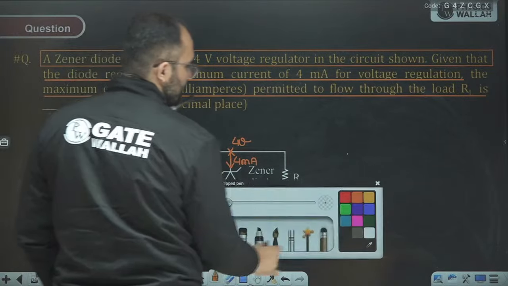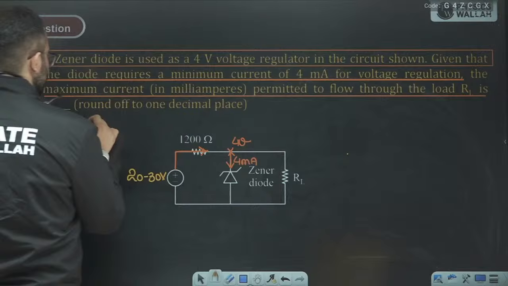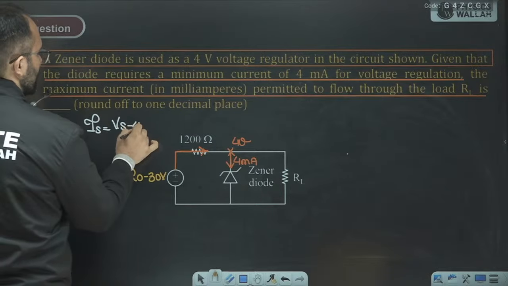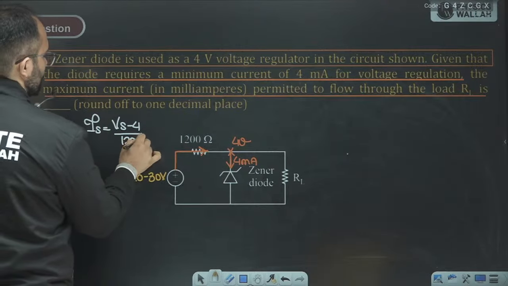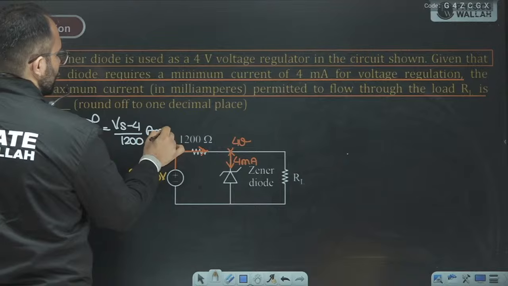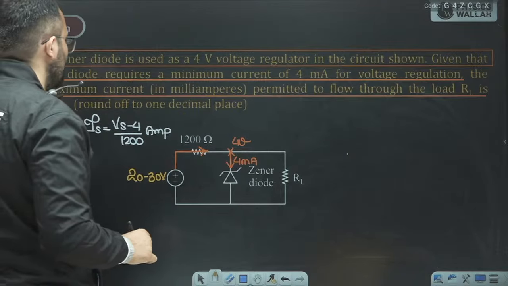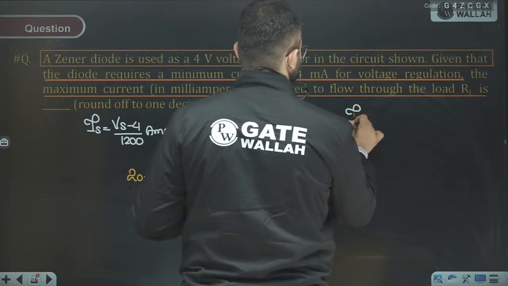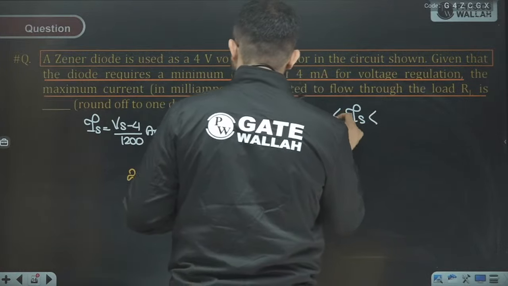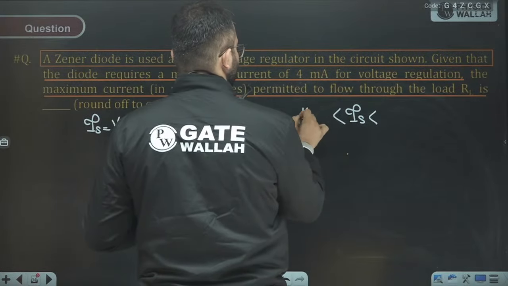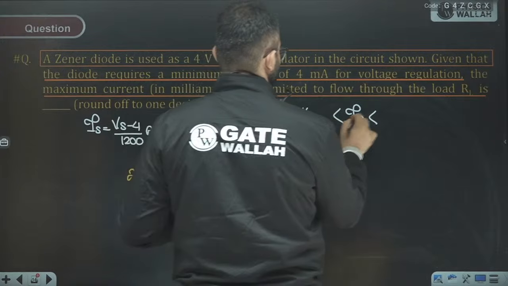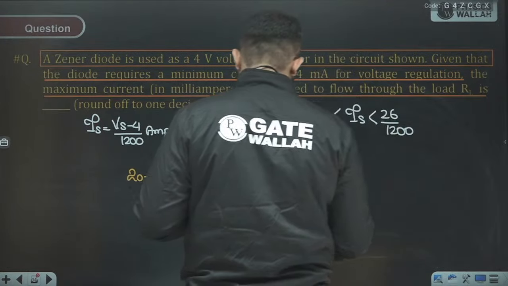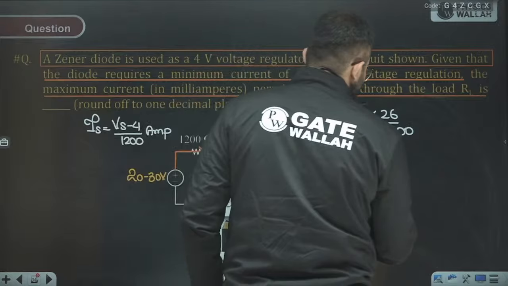So we can see that the source current can be the source voltage minus 4 divided by 1200 ampere, because 1200 is in ohms. We can see that the source current can be 10 upon 1200 to 26 upon 1200. Now tell me friends, what can be the maximum load current?